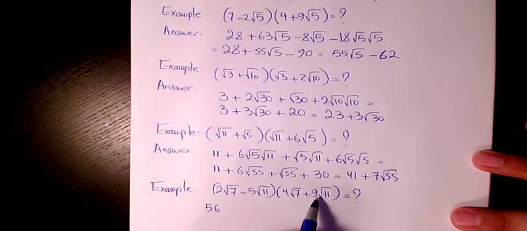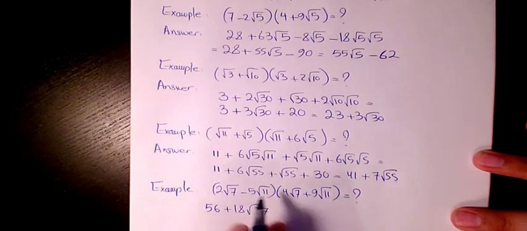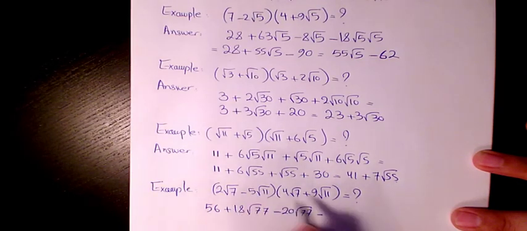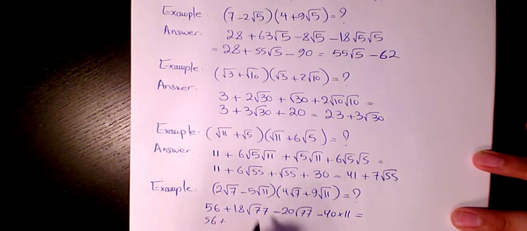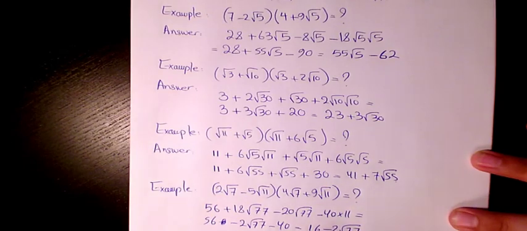2 root 7 times 9 root 11 is going to be 18 root 77. 4 root 7 times negative 5 root 11 will be negative 20 root 77. And then negative 5 times 9 is negative 45, and root 11 times root 11 is 11. So 56 plus 18 root 77 minus 20 root 77 is negative 2 root 77, minus 440. That makes it 16 minus 2 root 77.